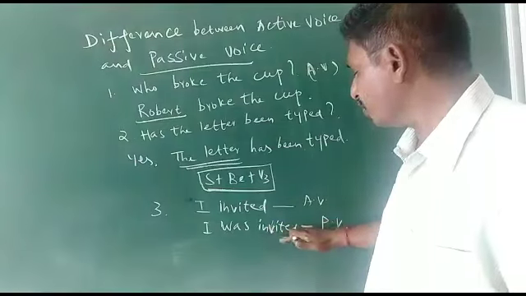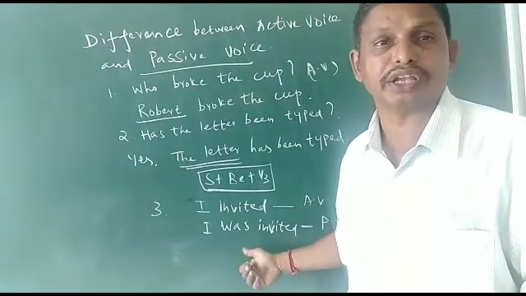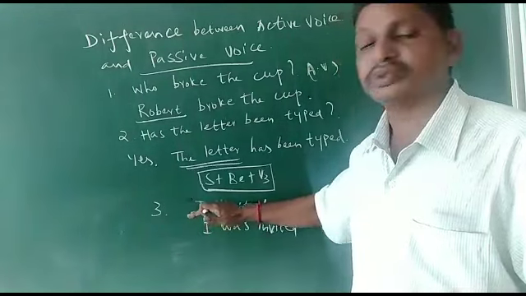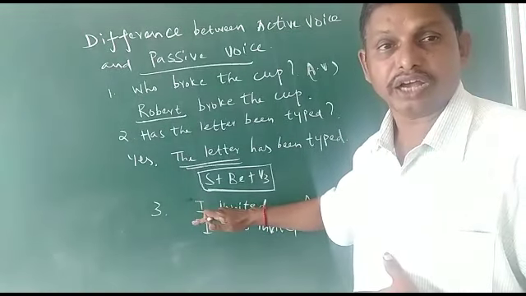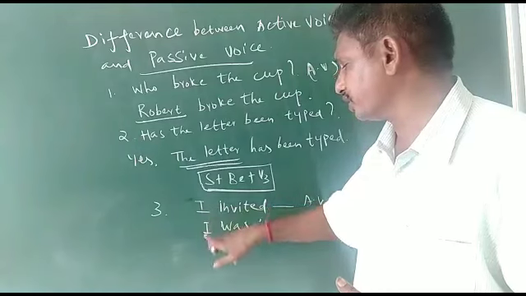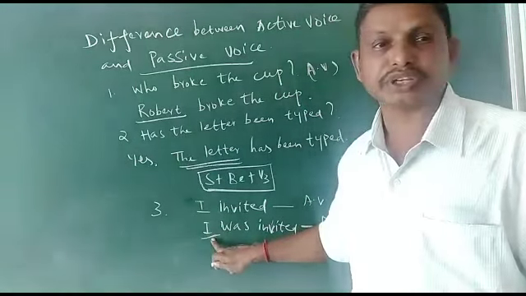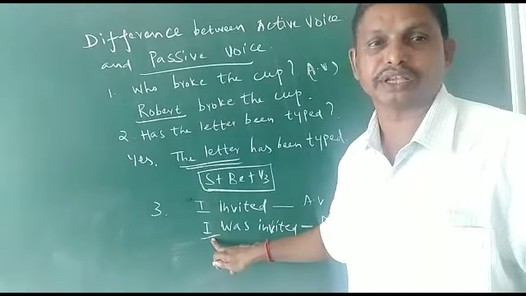In the second sentence, I was invited. Here I didn't do any action. In the active voice, the subject is doing the action. You see, I did the action. The subject is doing the action. In the passive voice, the subject is not doing any action. I simply received the action.